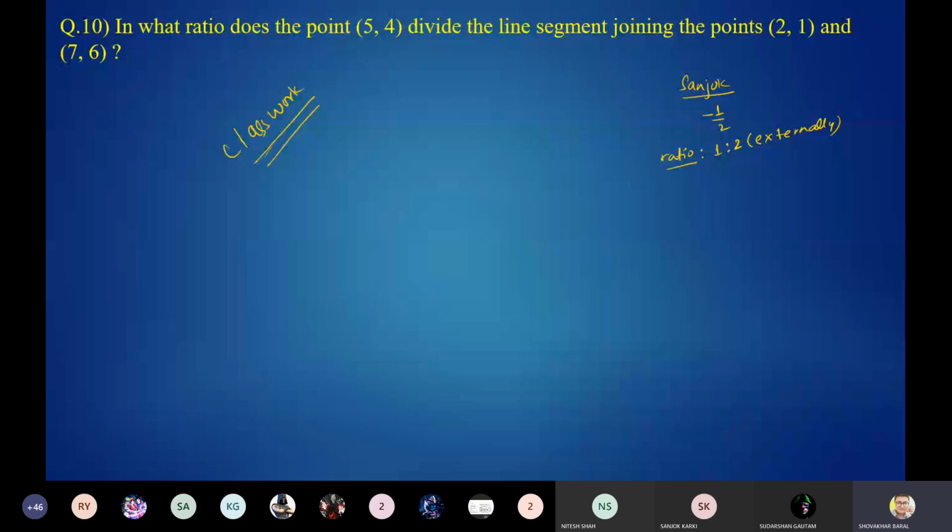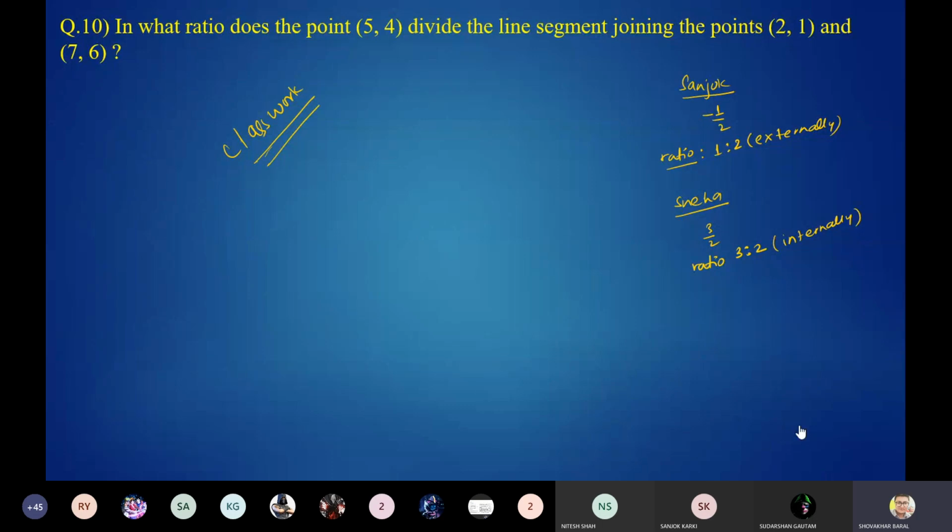Let me check with the other also. रेसियो नेगेटिभमा आउँदैन है. I think your solution is wrong. Please check it. 3/2, I think it is this here. 3/2. The ratio is 3:2 internally. If it is positive, then it is internal.